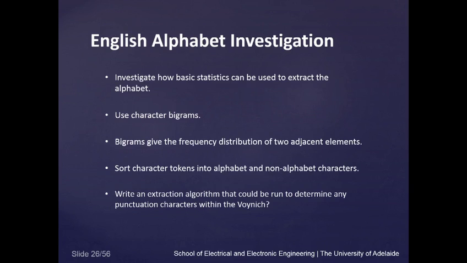Thank you, Lifei. Our next phase was basically investigating how these basic statistics could be used to extract the English alphabet. We wanted to implement the use of character bigrams. Character bigrams basically give the frequency distribution of two adjacent elements. In this case, the elements were your A's, your B's, or your English characters. We could then use this to attempt to sort each character token into either possible alphabet or non-alphabet characters. And this was written in MATLAB code.